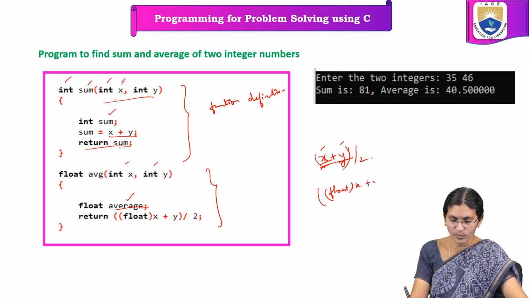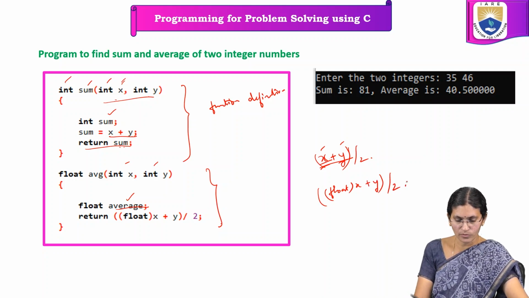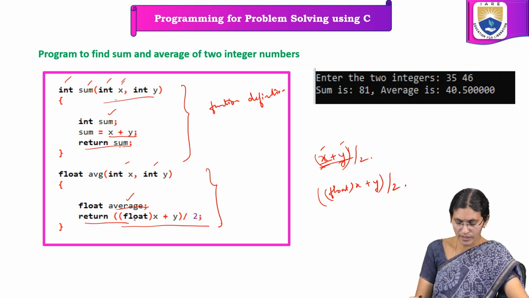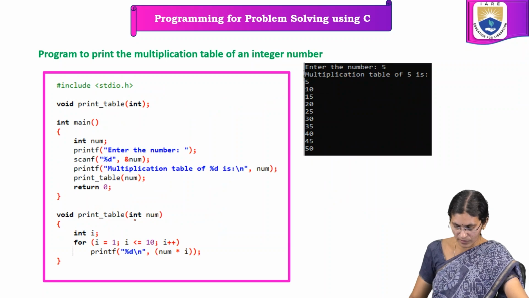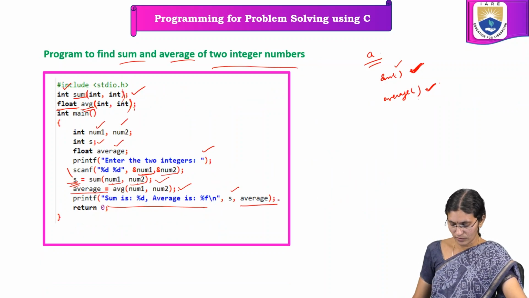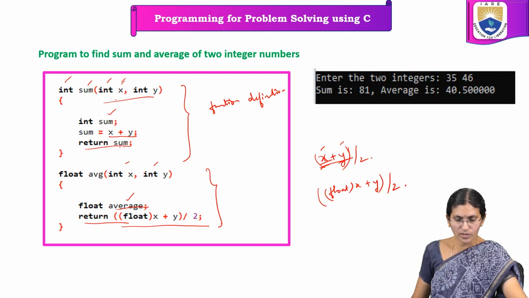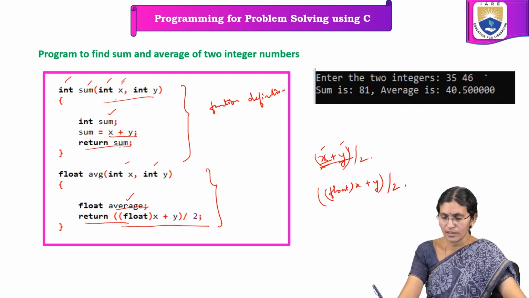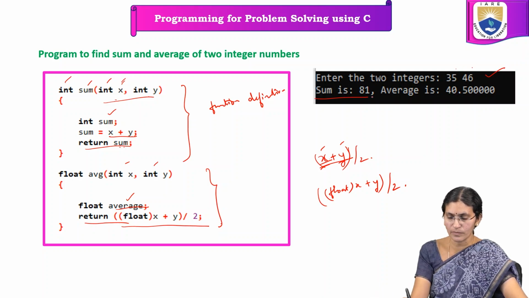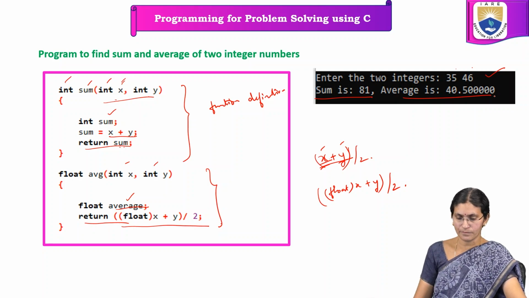So float of x plus y divided by 2. This we need to return. This will return a float value, and that float value is assigned to this variable average. That value we are printing. In this way, when you execute this program and enter the two integers as 35 and 46, the sum is printed as 81 and the average is printed as 40.5.